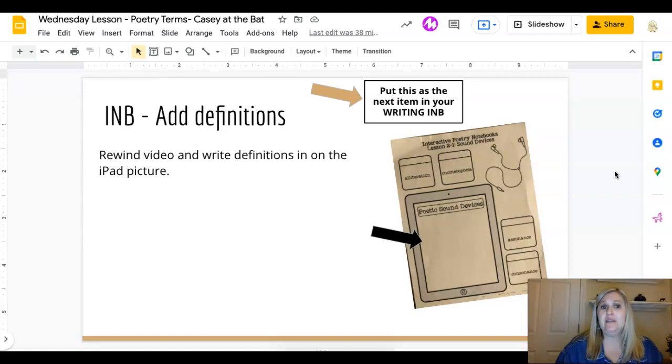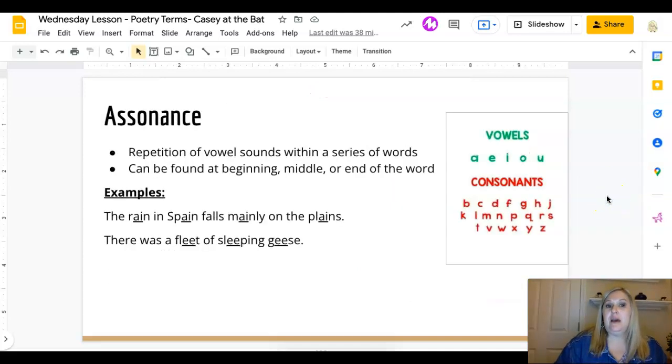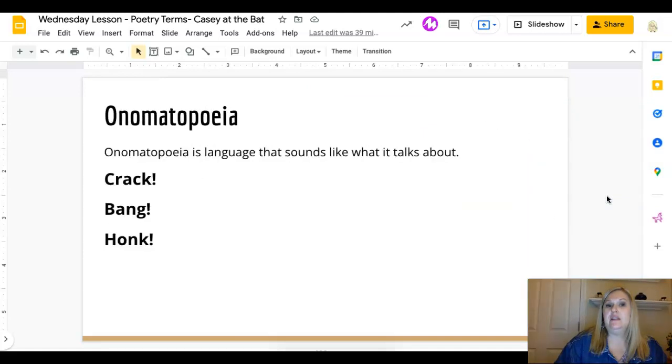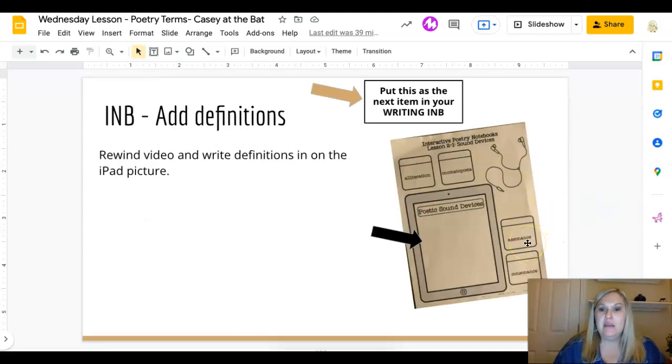You can rewind the video and write the definitions on this iPad picture. Now you have one that looks like this, and I shrunk it so it should just tape in perfectly, okay? You don't have to write anything on these little cards, just write right here all the definitions. You're going to write the definition for alliteration, onomatopoeia, assonance, and consonants. You can find those definitions right back here if you go back and see where they are. So add those definitions here. That'll go in your IMB, and that will be another thing that you can study for your test on Friday.